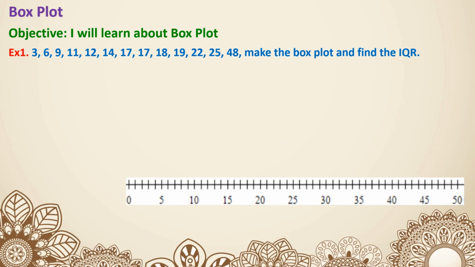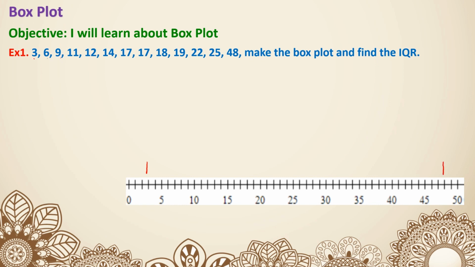Okay, example 2, same thing. The good thing is for this one, the data is already in order, so let's get right to it. The minimum is at 3, so let's draw a whisker at 3. The maximum is at 48, so let's draw a whisker at 48.